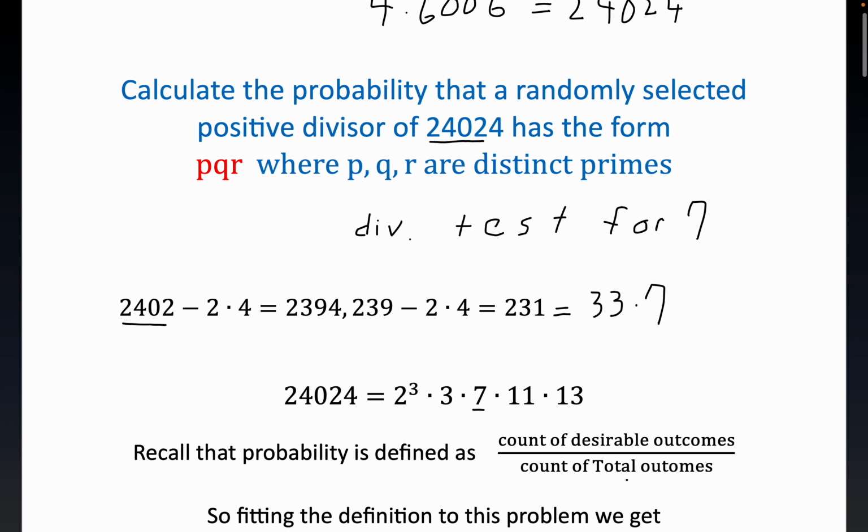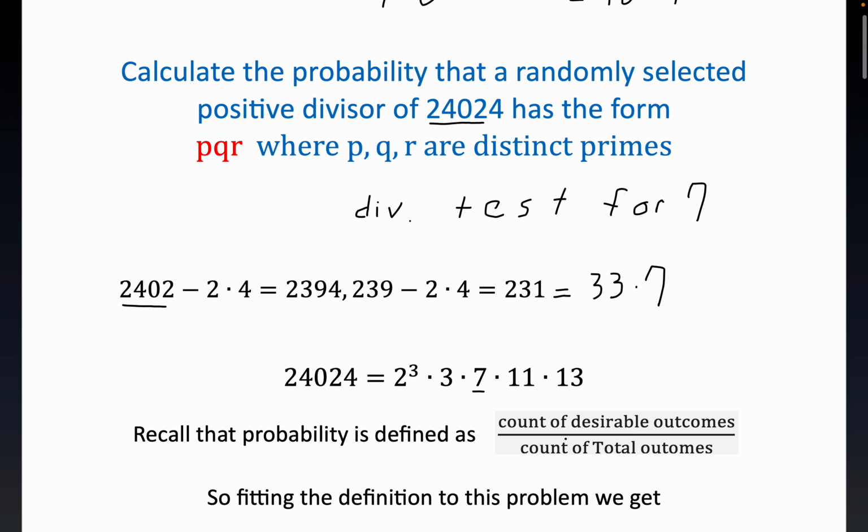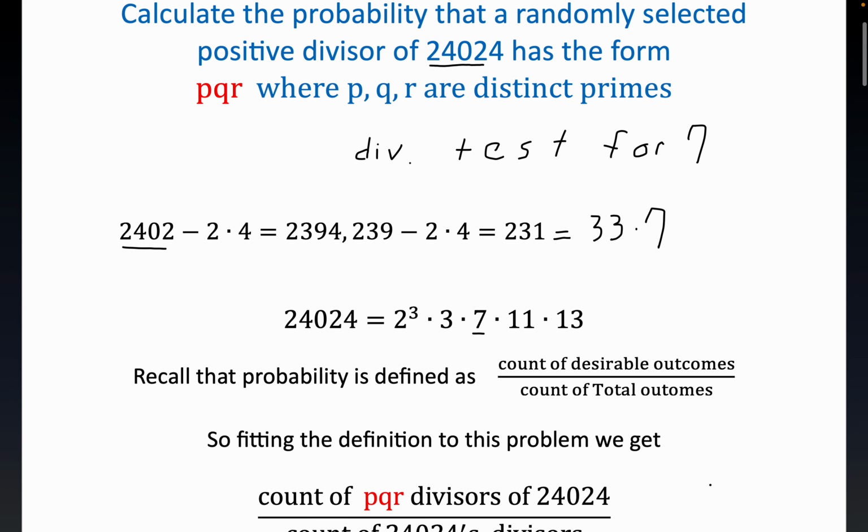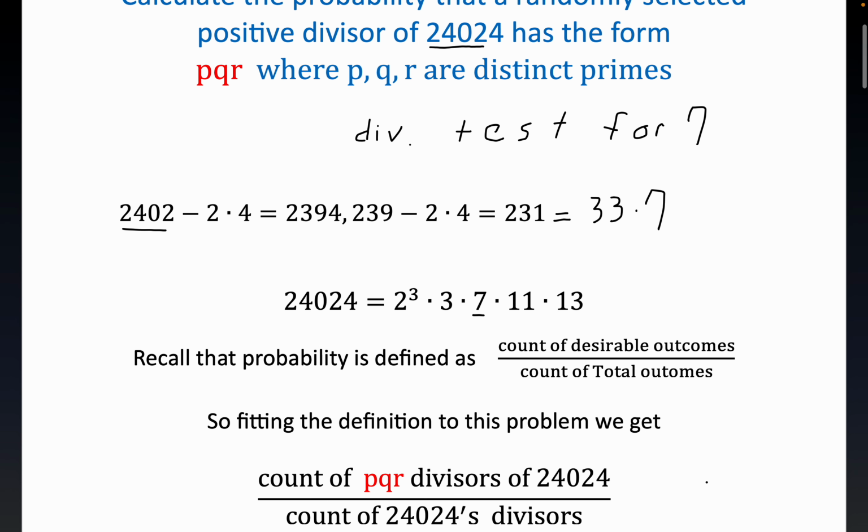We're going to use the fact that probability is defined to be the count of desirable outcomes over the total outcomes. The simplest example: you toss a coin. What's the probability you get heads? Well, there are 2 possible outcomes and 1 favorable outcome, so it's 1 over 2, which is 1/2. That's a very simple example of how probability is defined. Probability is always going to be a number between 0 and 1. Now we're going to adapt that to our problem statement.